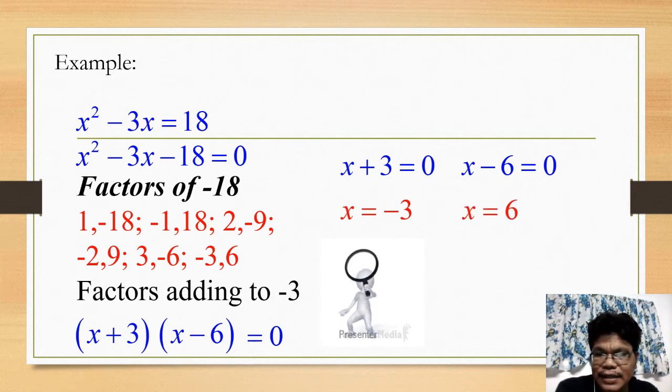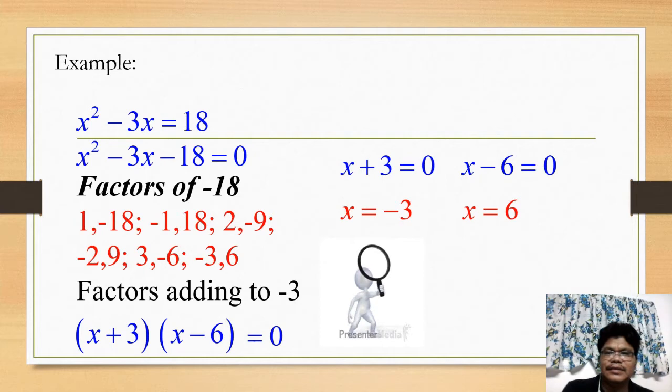Ganun lang kasimple yan. So we can also apply transfer 3 to the right. Every time we transfer, you need to change the sign. So that's why it becomes negative 3. The other one, negative 6, transfer to the right, and then it becomes positive 6. Take note, every time we transfer a number or an expression sa kabilang side ng equation, kailangan natin magpalit ng sign. Or apply the addition and subtraction property of equality.